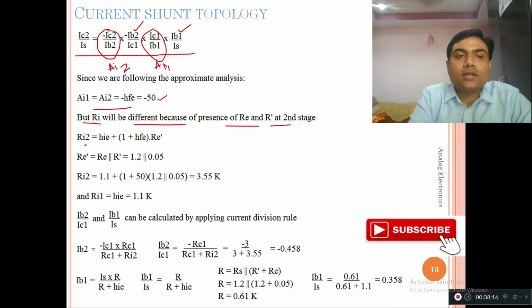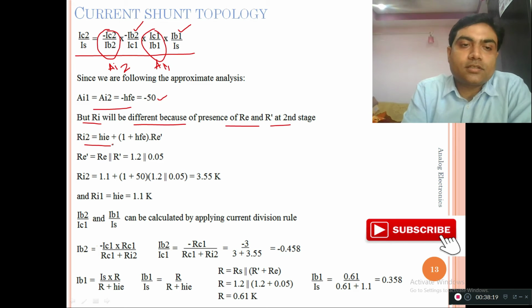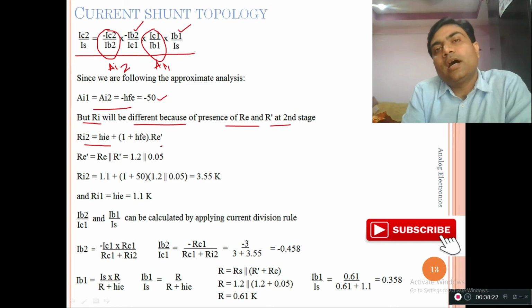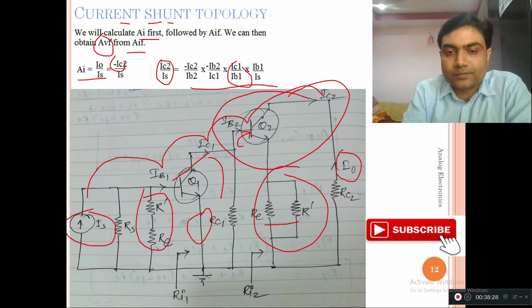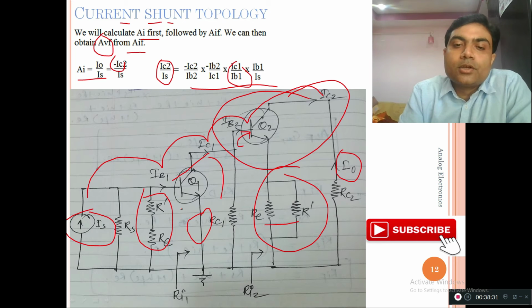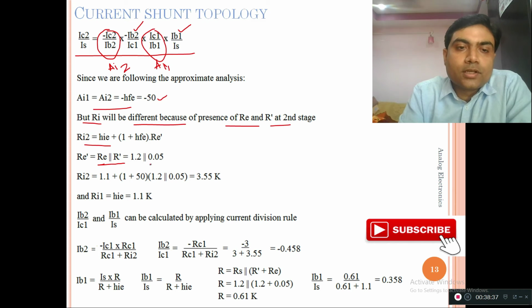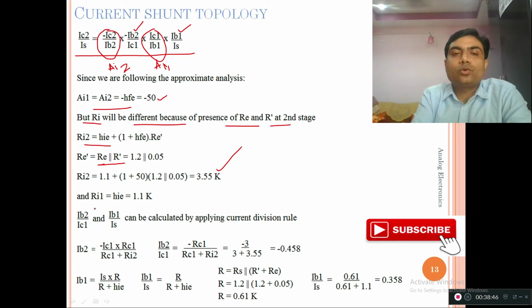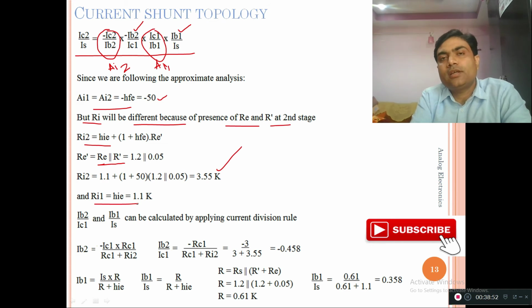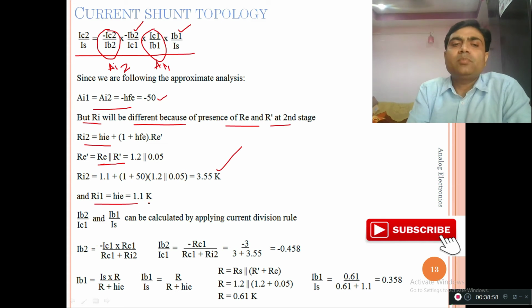So what is RI2 then? The input impedance of the second stage is nothing but HIE plus (1 plus HFE) into RE dash. And what is RE dash? RE dash is nothing but the parallel combination of RE and R dash. So if I calculate the parallel combination of RE and R dash, I get the value of RE dash. Once RE dash is calculated, you can determine the value of RI2. So this is how we have determined the value of RI2. And what is RI1 here? Since there was no resistance present at the emitter leg of Q1, we can say that RI1 is directly equal to HIE, which is 1.1K. This analysis we have got from the simplified model.